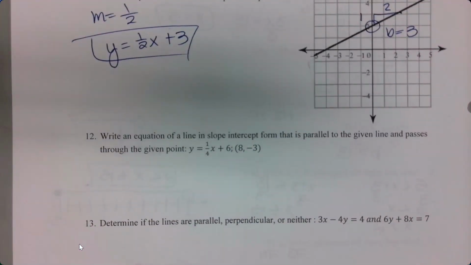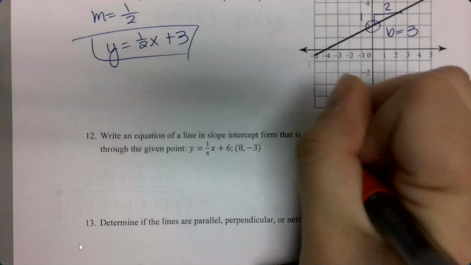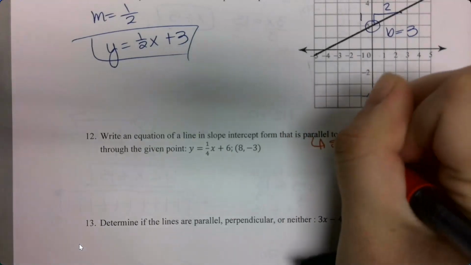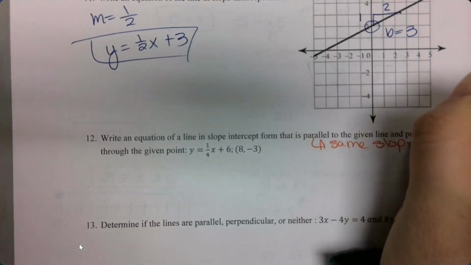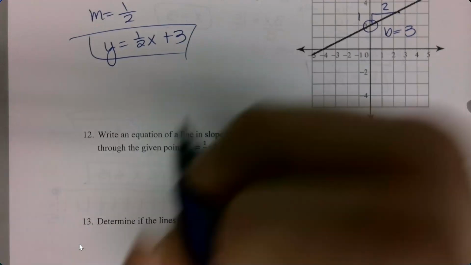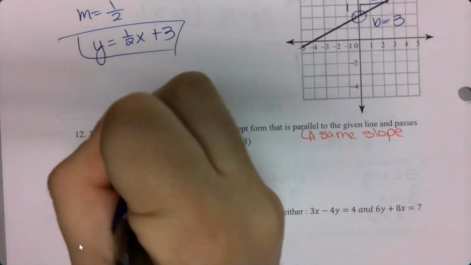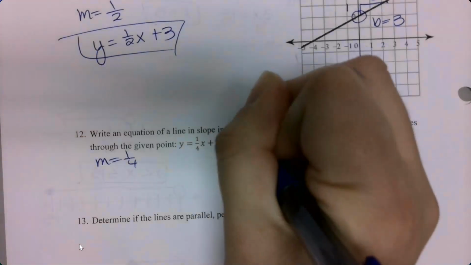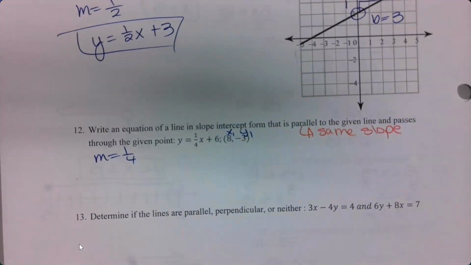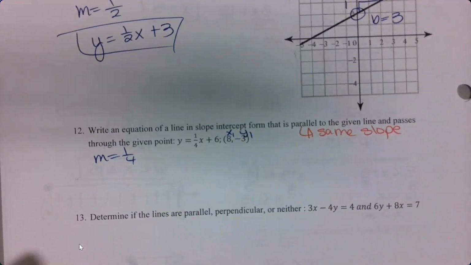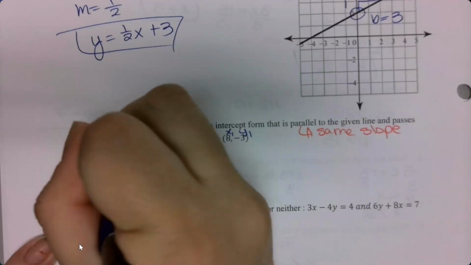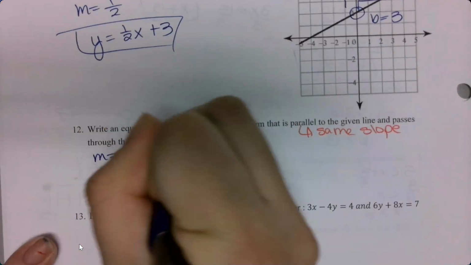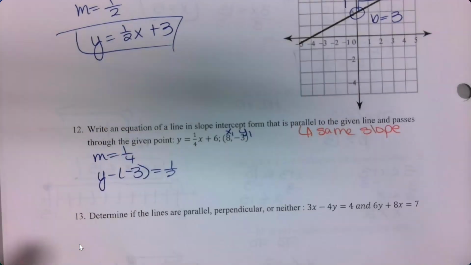Number 12 wants me to write the equation of the line in slope-intercept form that is parallel to the given line and passes through the given point. Parallel means same slope. So I'm going to use 1/4 as my slope. And this is going to be my point x1, y1. I can plug into the point slope formula, which is y minus negative 3 equals 1/4.